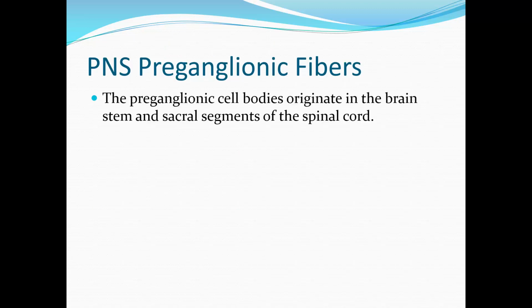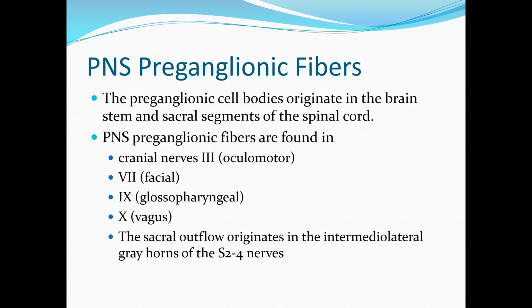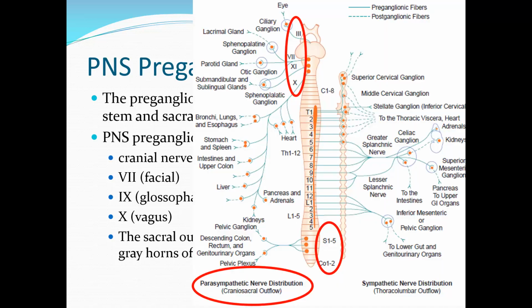So let's talk about the preganglionic fibers of the parasympathetic nervous system. Their cell bodies originate in the brain, brainstem, and sacral segment of the spinal cord, and their preganglionic fibers are in the cranial nerves 3, 7, 9, and 10, and also the sacral outflow. Again, graphically, you see the cranial nerves on top and the sacral outflow in the bottom for the peripheral nervous system.